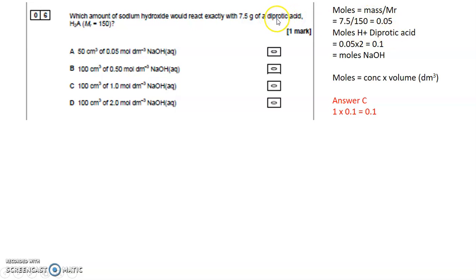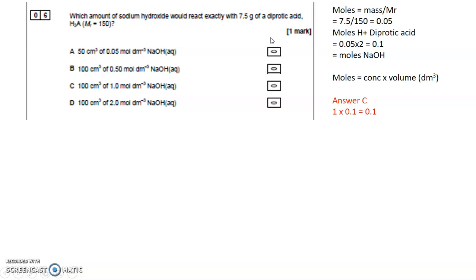What a diprotic acid means is that 1 mole of the acid reacts with 2 moles of the sodium hydroxide. It's almost like you can think double strength acid. It's got 2 acids. Maybe it's like sulfuric acid where it releases 2 moles of H+, or it's got 2 carboxylic acid groups or something. But 1 mole of the acid reacts with 2 moles of the sodium hydroxide.